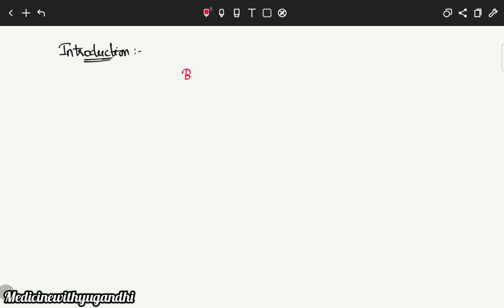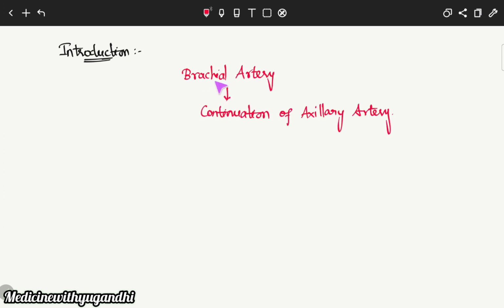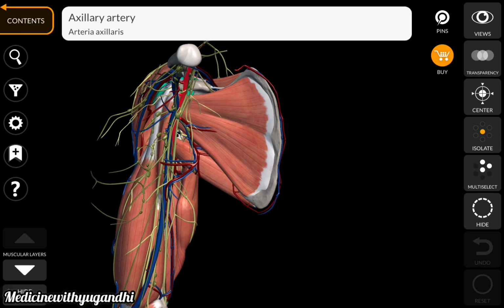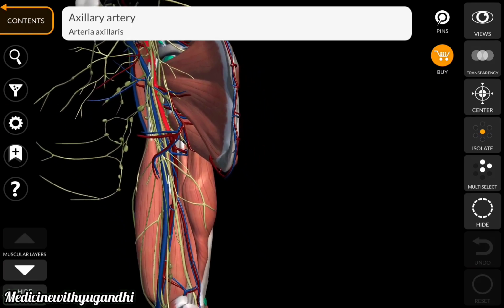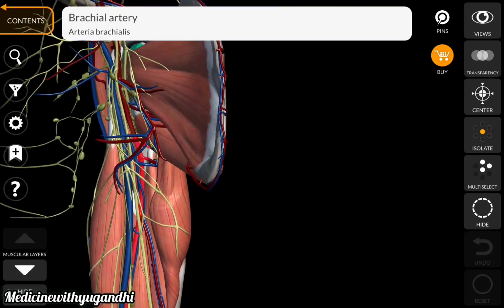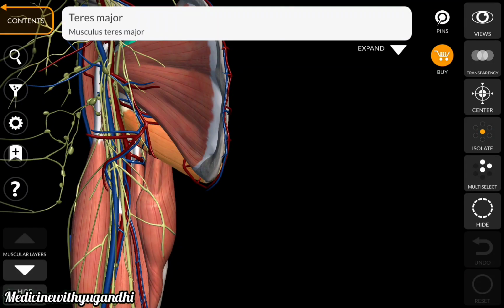Coming to the first topic, the introduction. The brachial artery is the continuation of the axillary artery. See, this is the axillary artery, and here you can see the brachial artery. The brachial artery is the continuation of the axillary artery.